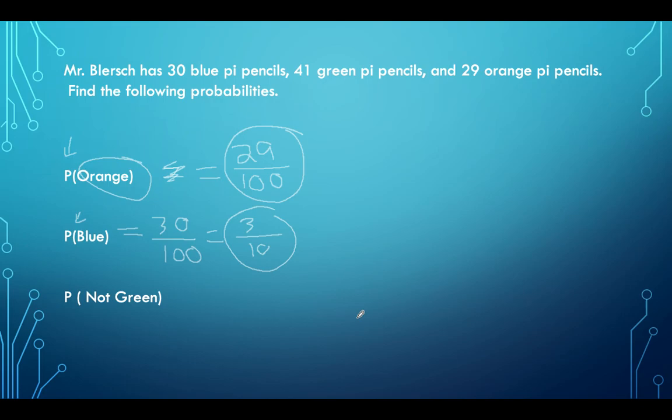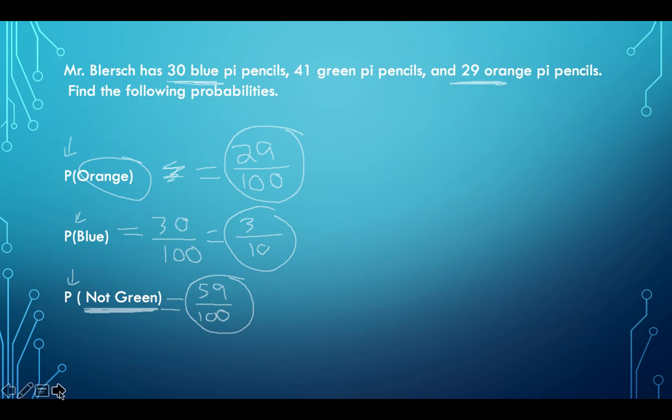Well, now we got the probability of picking a not green pencil, okay? So you have to count all the favorable outcomes. So you have to look at the outcomes that aren't green. So 30 blue, because blue's not green, so 30. And then orange isn't green, so 30 plus 29 is 59 divided by 100. I don't think that can simplify. Okay, so those are our probabilities of those events.